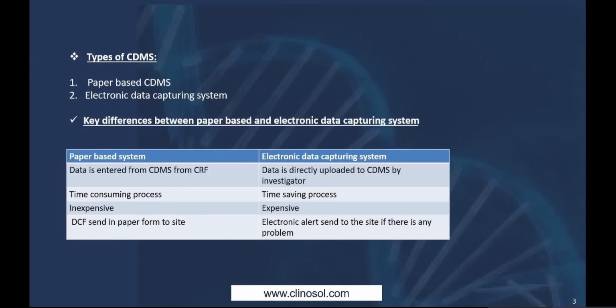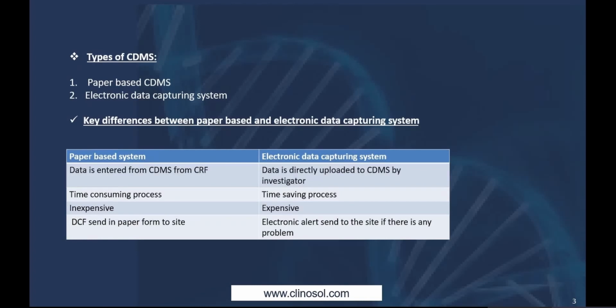Next, what are the types of CDMs? There are mainly two types: paper-based clinical trial data management system and electronic data capturing system. What are the key differences between paper-based and electronic data capturing systems? In a paper-based system, data is entered into clinical data management systems from case report forms, whereas in an electronic data capturing system, data is directly uploaded to the clinical trial data management systems by the investigator.